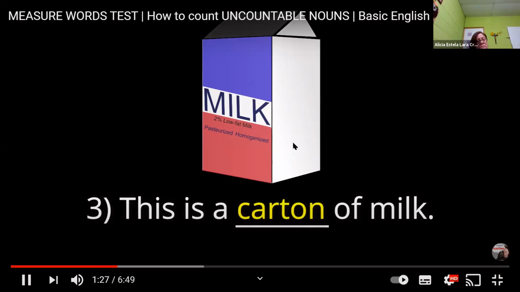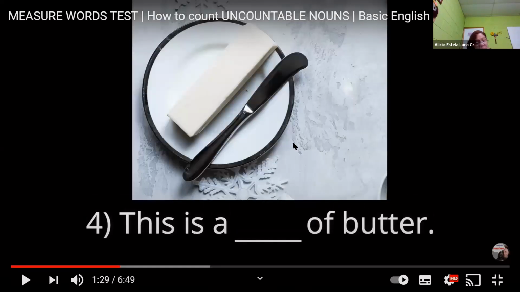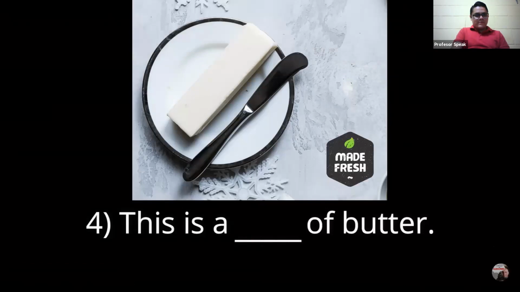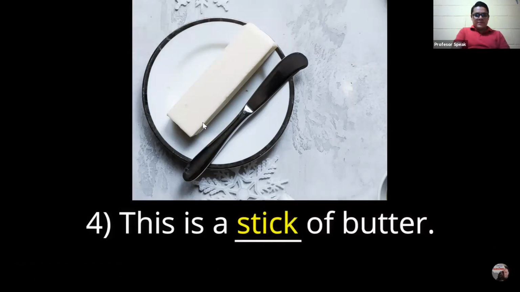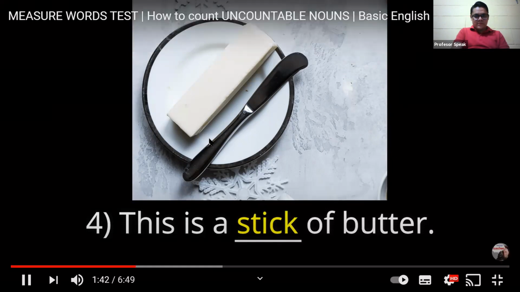Okay. Number 4. Okay, Martha, try please. Sorry. It's a stick. This is a stick of butter. Okay, let's check it out. And the answer is, this is a stick of butter. We count butter, we use sticks. Okay? All right, number 5.